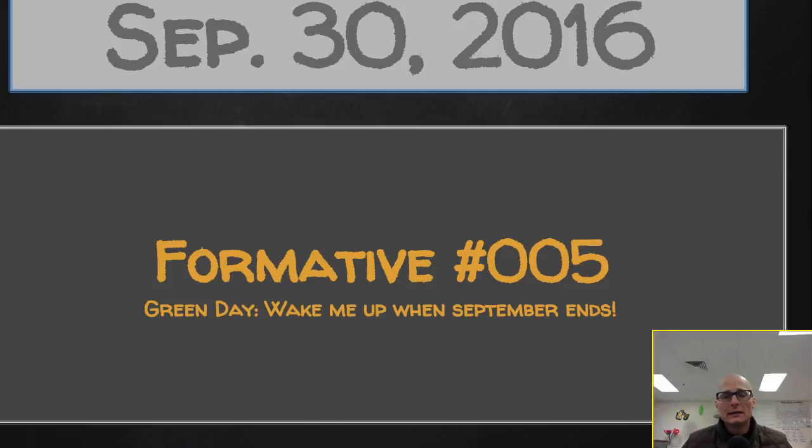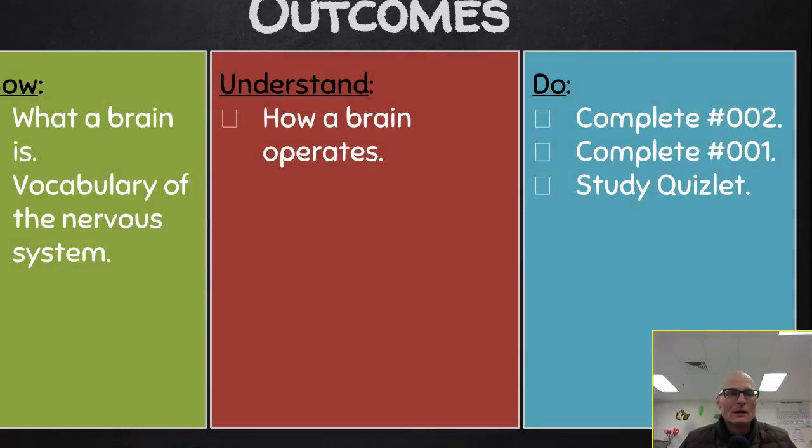September 30th, Friday, 2016, formative number 5, another formative assessment, making sure you're following along and keeping up. It's a great way to measure your progress. It is the last day of September for all of you Green Day fans. I'm sure you're listening to Wake Me Up When September Ends.